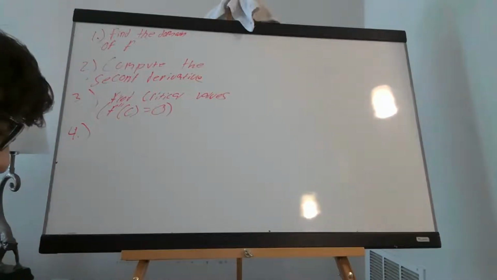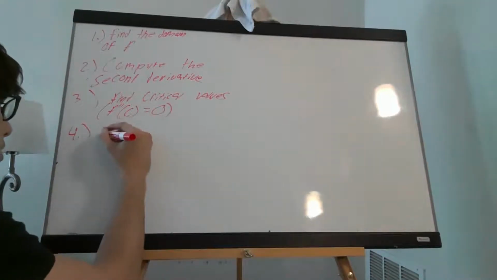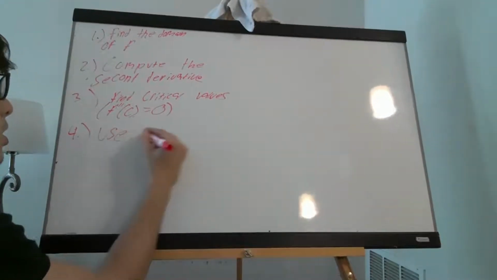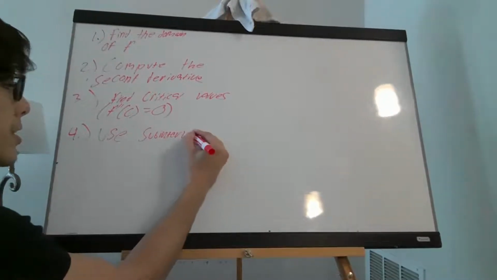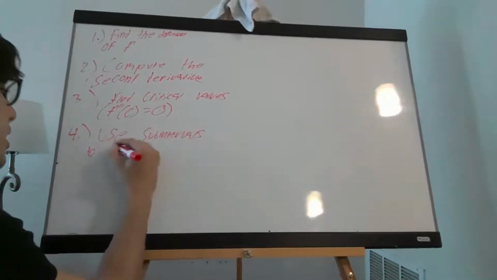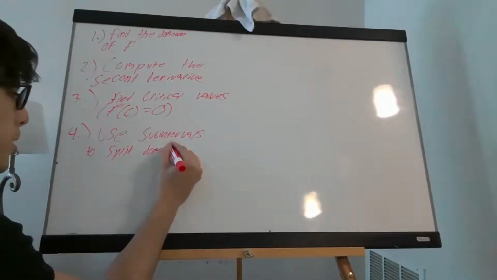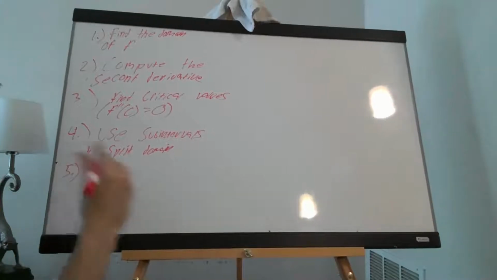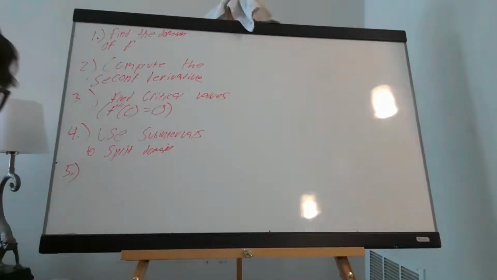After you do that, you're going to want to divide the domain. So the points of inflection, we are going to divide the domain into subintervals. So use subintervals to split the domain. Divide, split, whatever you want to say. Step 5, select test value. So pick a test value in each subinterval.